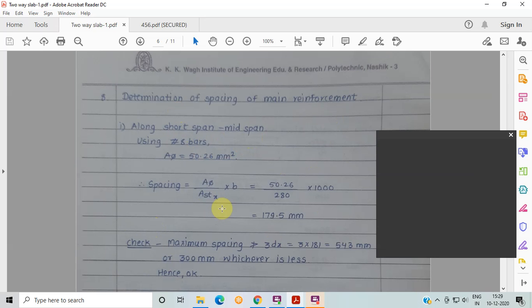So this is the simplest design of a two-way slab, in which all four edges are discontinuous. If one edge or two edges are continuous, then obviously you have to consider the adjoining slab while calculating the area of extra steel required at the support. So that we'll see in further examples.